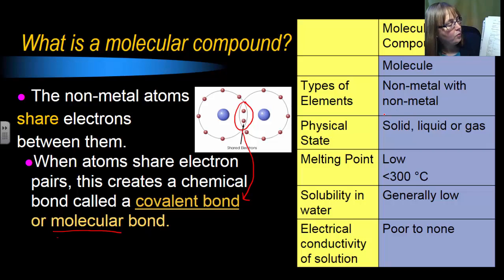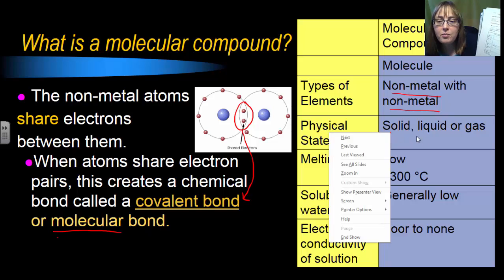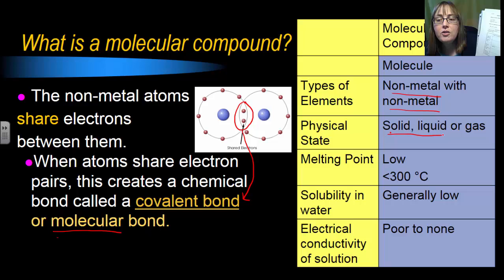So here in your table, I want you to be writing down that molecular compounds are both two nonmetals, and in this case, instead of just being solids, these are not only solids, but also liquids and gases. They often have a low melting point. They don't usually mix in water, and they're usually not very conductive.